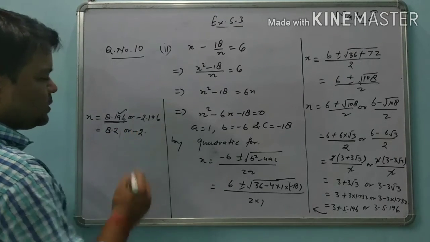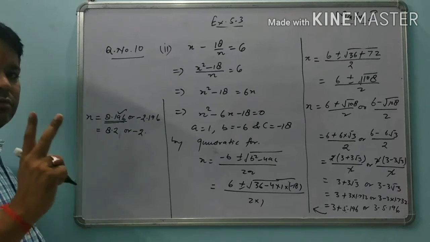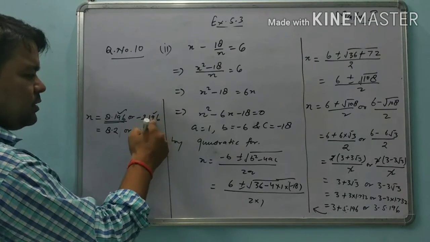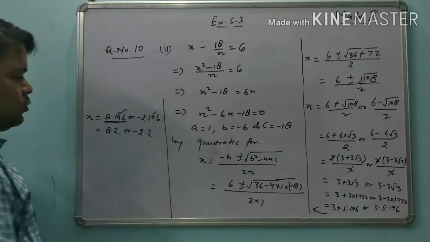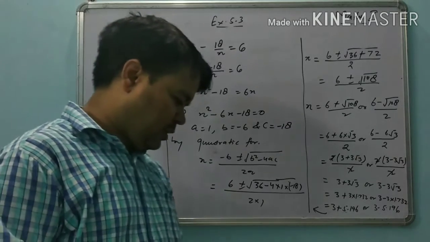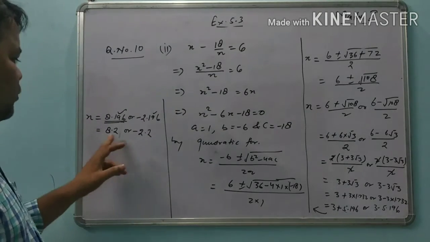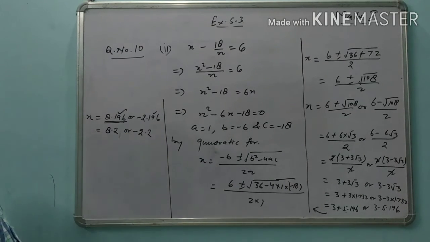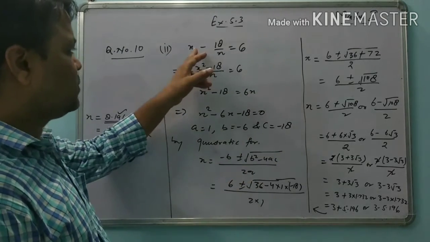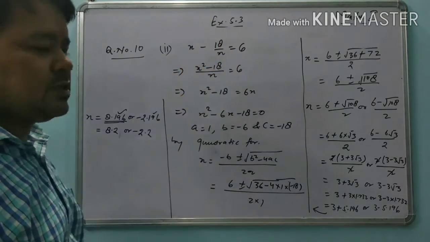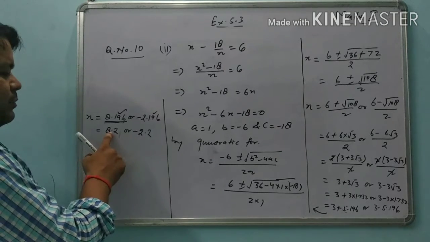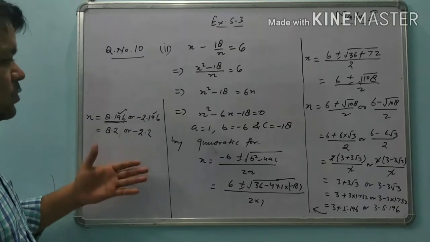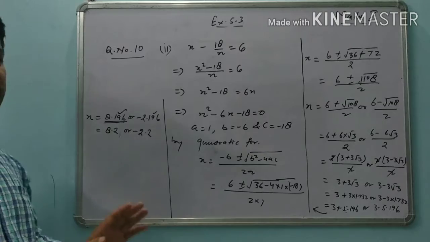Here minus 2.19 is given, but we take two significant figures, which means 2.1, but the next digit is what? 9. Therefore, it will be increased by 1. Then its value will be minus 2.2. Therefore, its answer will be 8.2 or minus 2.2. So, we can say the two roots of the given equation x minus 18 by x is equal to 6 are 8.2 or minus 2.2. This is the answer according to the question up to two significant figures.